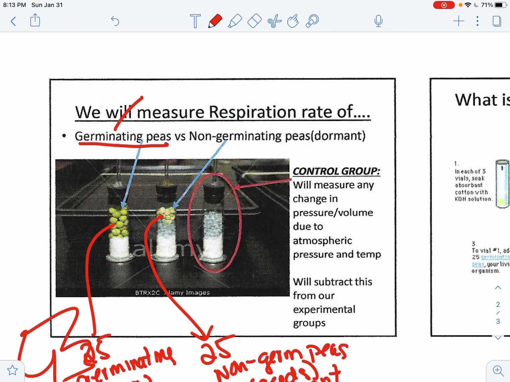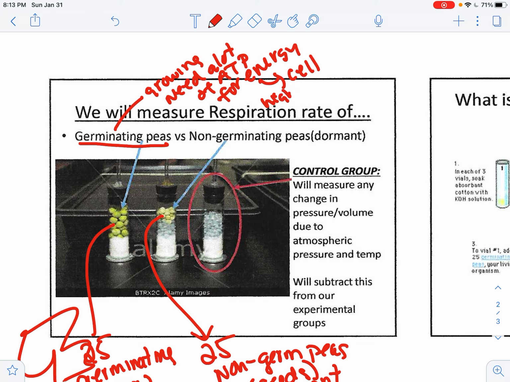And so germinating seeds, whether it's peas or beans or whatever the lab may tell you, but we're doing peas, they're growing. So they need a lot of ATP for energy, because growth takes a lot of ATP. And if they need a lot of ATP, that means they're going to have a higher cell respiration rate. So I basically am telling you what's going to happen in the lab. I think we could all guess that the germinating, growing peas are going to have a higher respiration rate than the dormant ones that are barely alive.